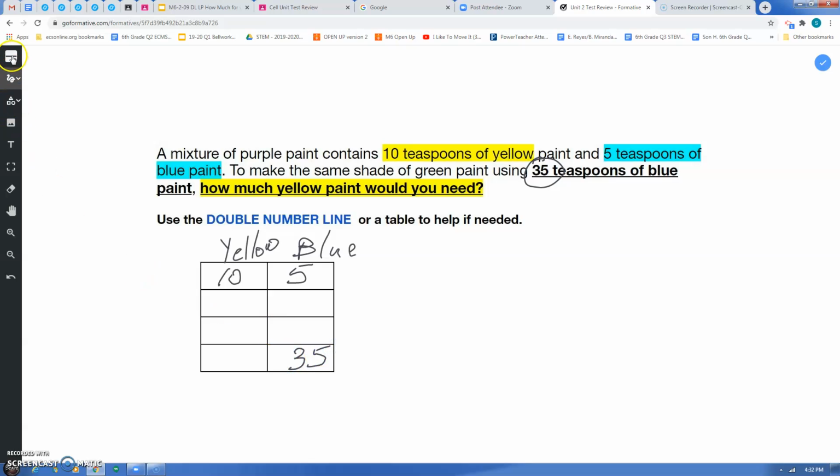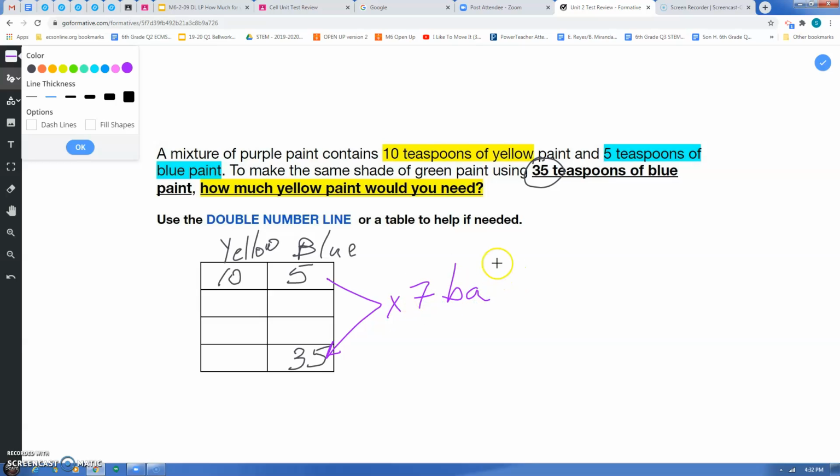So the basic thing is asking myself, what is the math to get from 5 to 35? So I need 7 batches. So 5 times 7 is 35. So 7 batches. So if I do the same, 7 batches. So then that means 7 times 10 is 70.